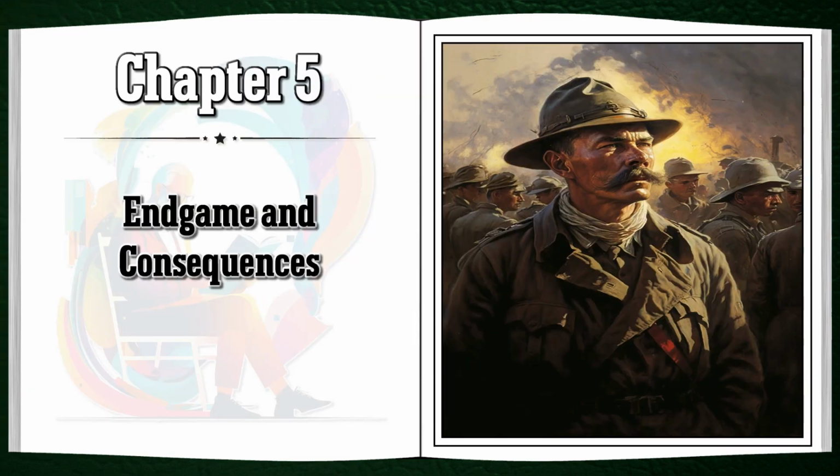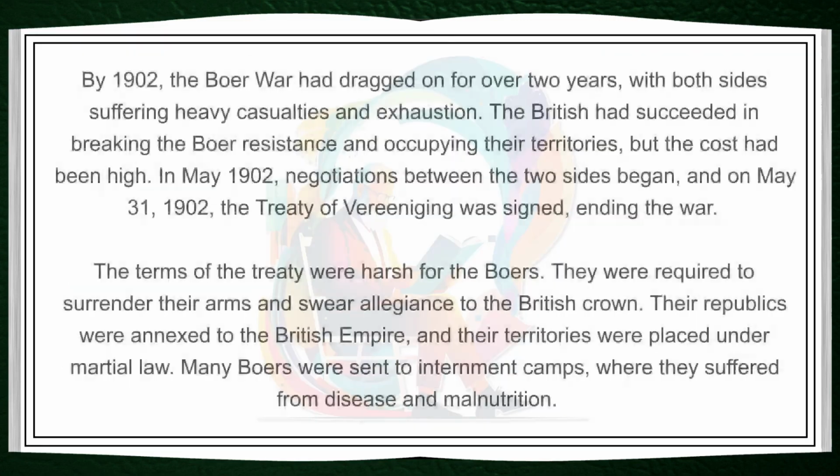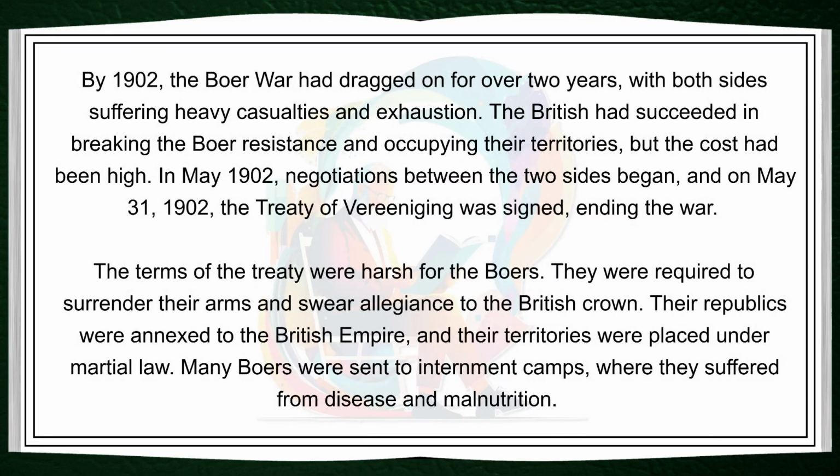Chapter 5: Endgame and Consequences. By 1902, the Boer War had dragged on for over 2 years, with both sides suffering heavy casualties and exhaustion. The British had succeeded in breaking the Boer resistance and occupying their territories, but the cost had been high.